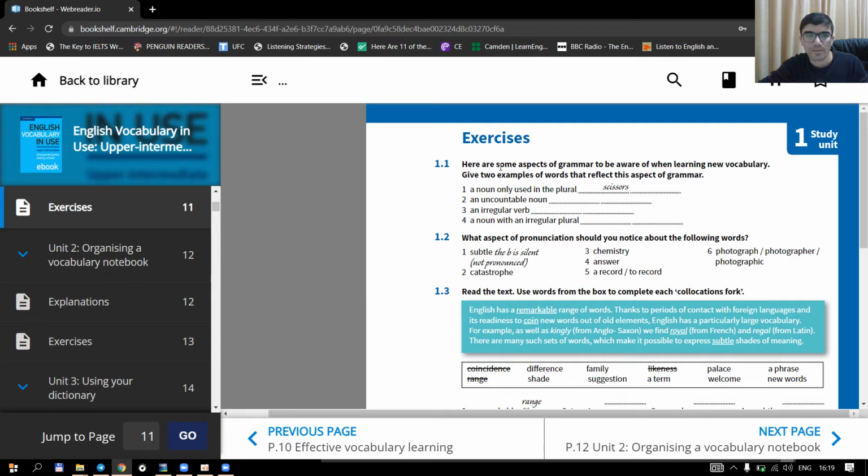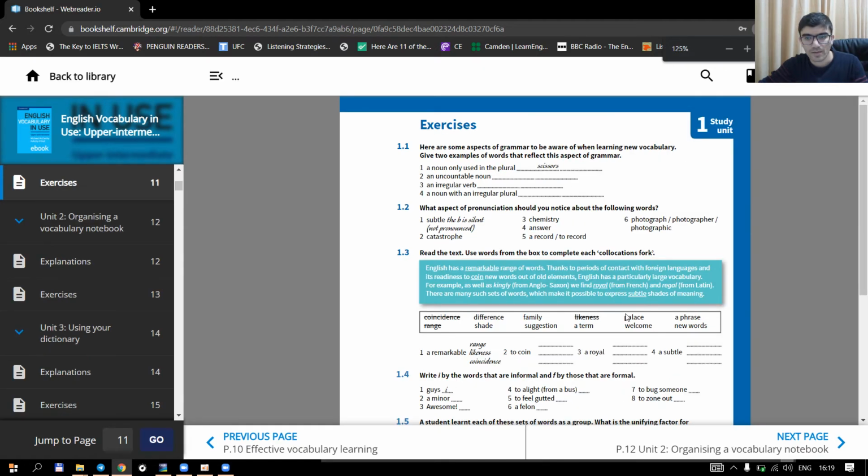First lesson, demak, here are some aspects of grammar to be aware of when learning a new vocabulary. Give 2 examples of words that reflect this aspect of grammar. Demak, har bir o'rganayotgan so'zimizda grammatik jihatdan xususiyatlarini bilish muhim hisoblanadi.